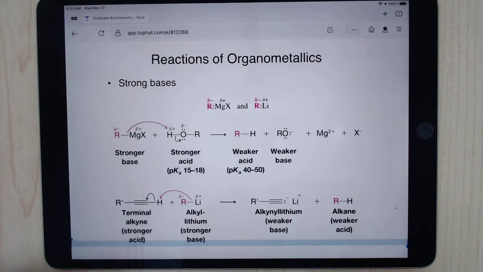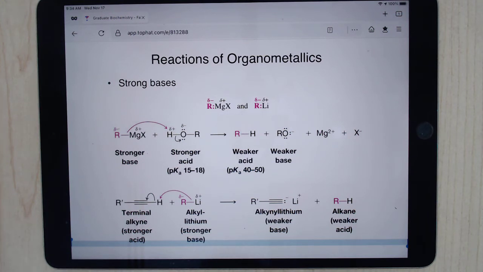Now, one of the things to remember about these is, if you have a good nucleophile, it's also going to be a good base. And so for a lot of these, particularly for things like butyl lithium, they aren't always used as a nucleophile.